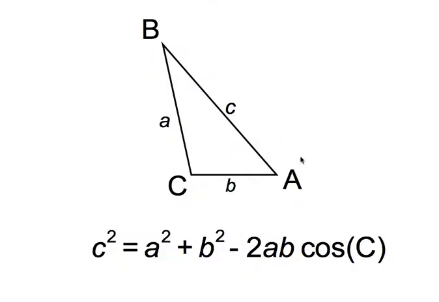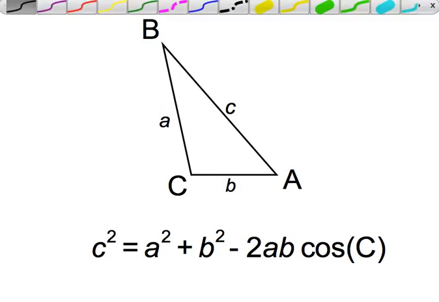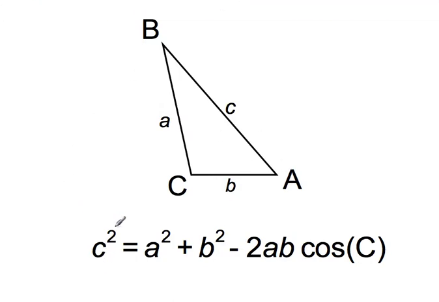For our triangle, where we label the vertices with capital letters and the opposite side lengths with the lowercase letters, notice that side C is across from angle C, side A is across from angle A. The law of cosines states that the square of any side length is equal to the sum of the squares of the other sides minus twice their product times the cosine of the opposite angle.